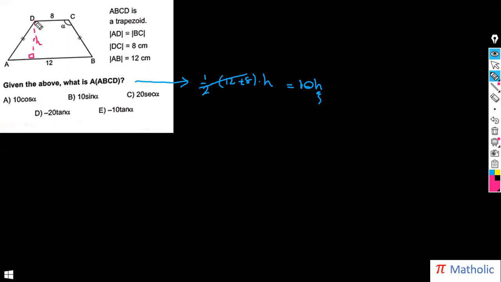So let's draw a line which is parallel to BC. Let's say this is A, B, C, D, let's say this is E, let's say this is F. So since DC parallel to FB, this side is 8 centimeters and this side also will be 8 centimeters. So what is left for AF is 4 centimeters.